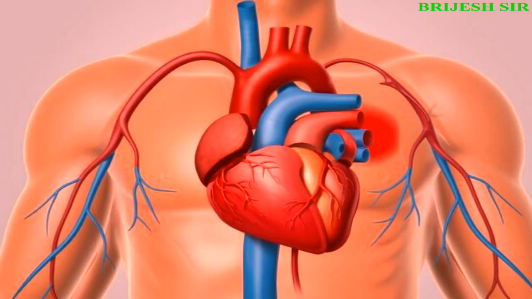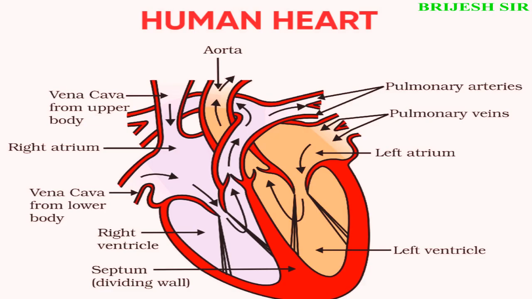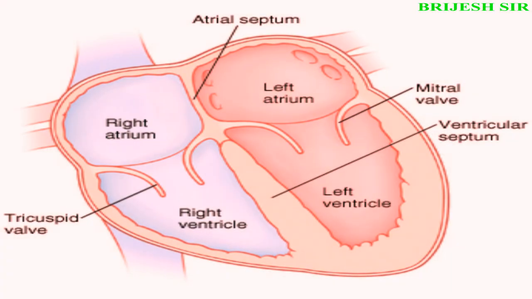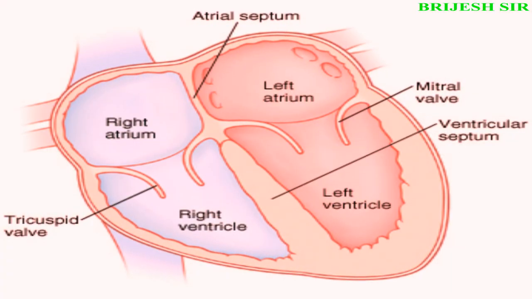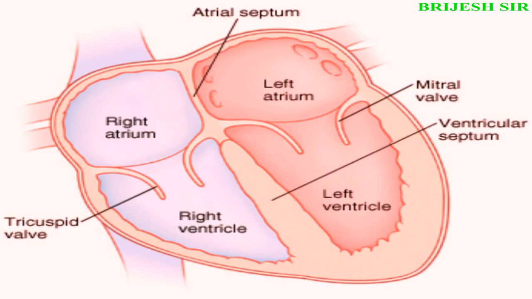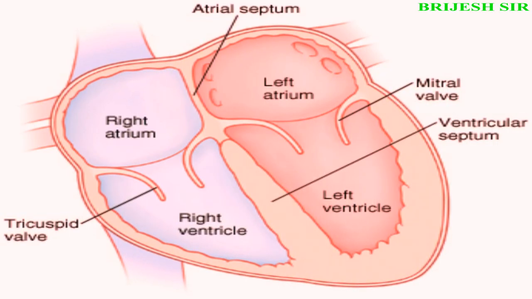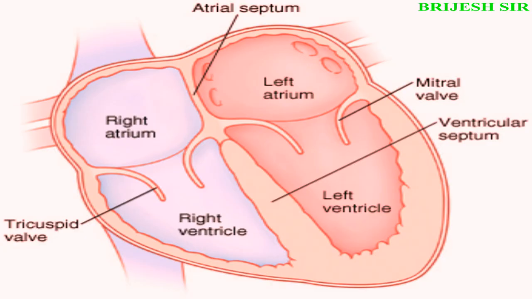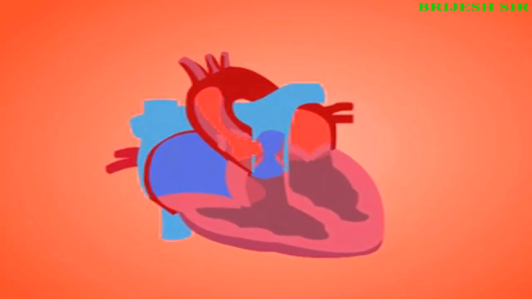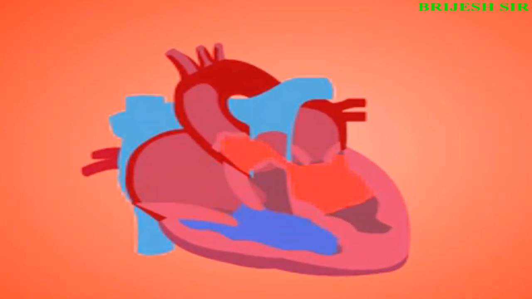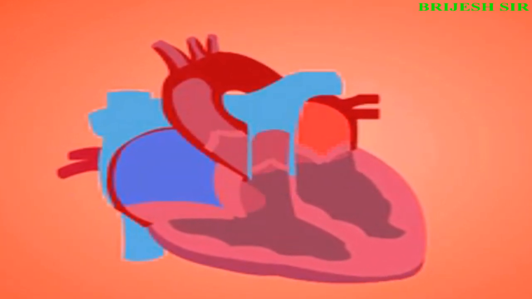The heart is a muscular pump located in the chest, protected by the pericardium. It has four chambers, two auricles or atria on top and two ventricles below. Valves between chambers prevent backflow. The heart pumps blood into arteries to circulate throughout the body.